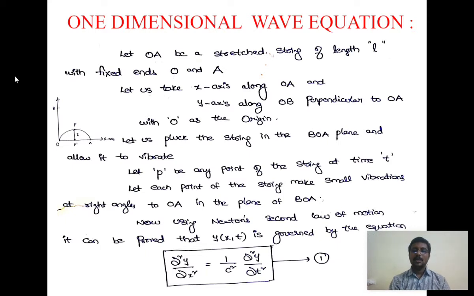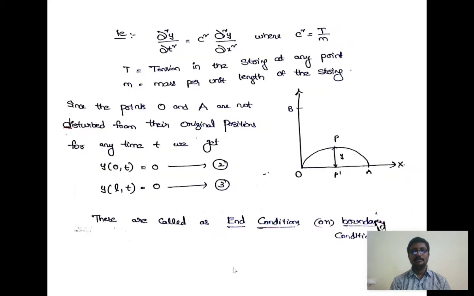Now using Newton's second law of motion, it can be proved that y of x comma t is governed by the equation del squared y by del x squared equals 1 by c squared into del squared y by del t squared. Let it be equation 1. This equation is known as the one-dimensional wave equation, where c squared is T by m, T is the tension in the string at any point and m is the mass per unit length of the string.